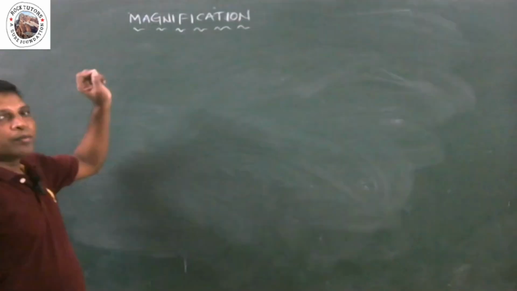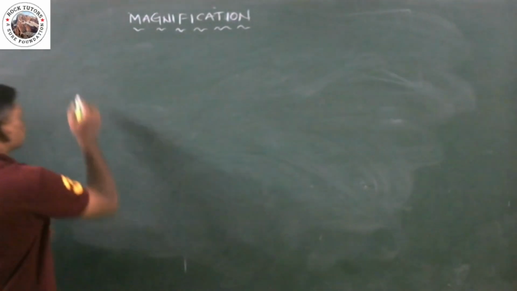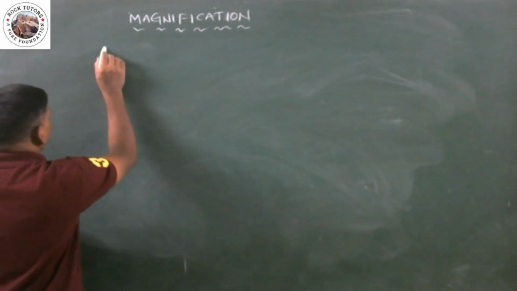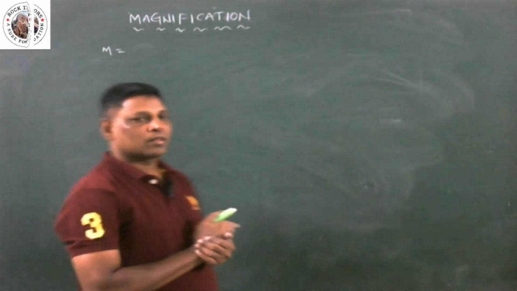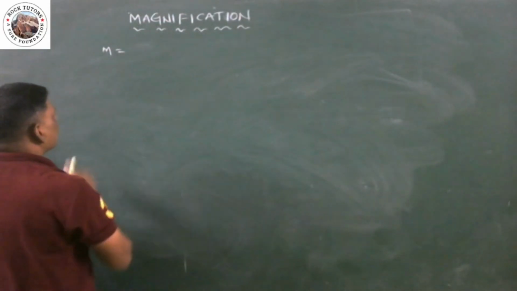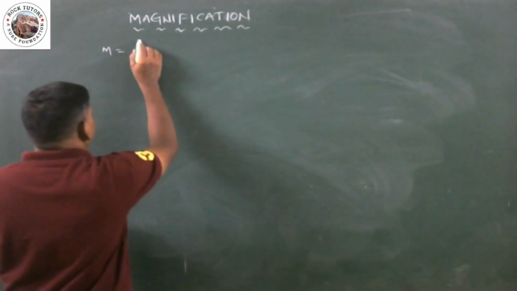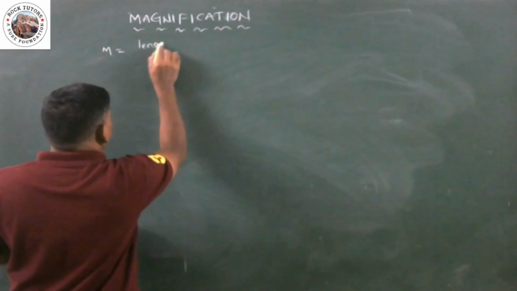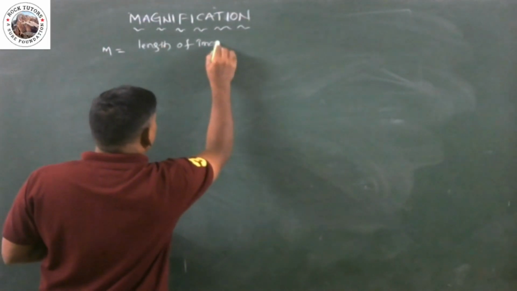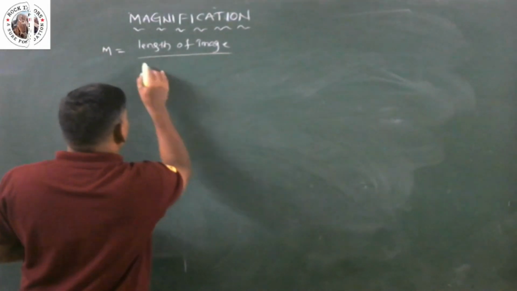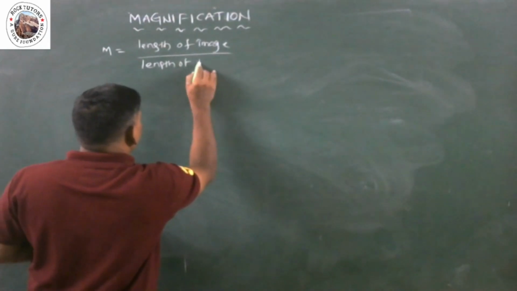Next point, magnification. M is equal to length of the image by length of the object.